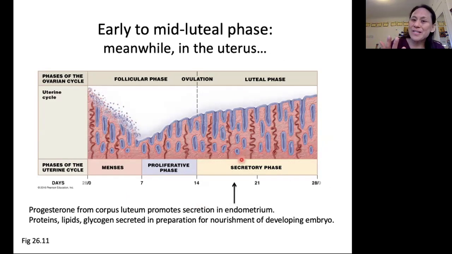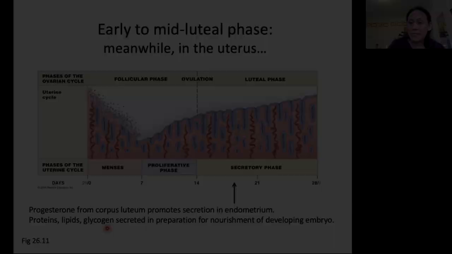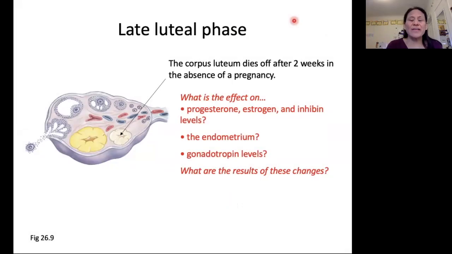What does it mean to become a secretory structure? Basically, the cells start to secrete things, right? So they form glands. They increase their surface area so that they can provide more secretions, and they start to secrete materials such as proteins, lipids, and glycogen in order to nourish the potential embryo that's going to be coming to the uterus.